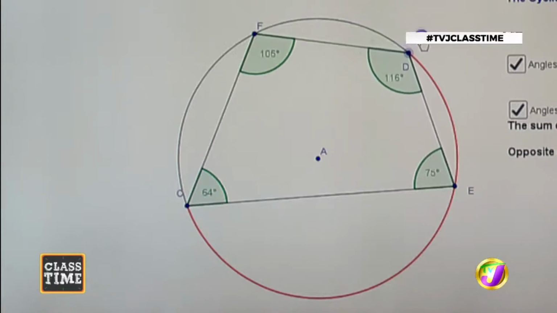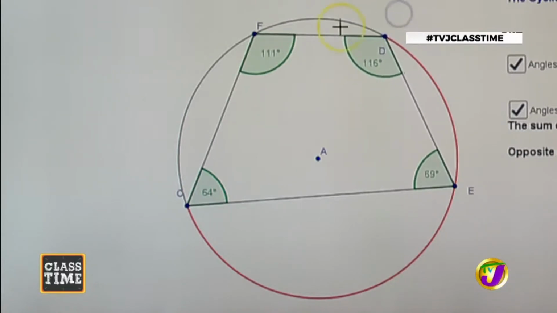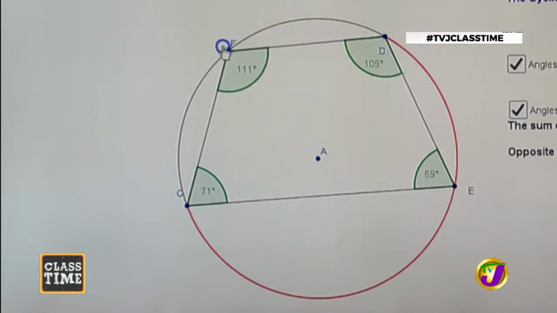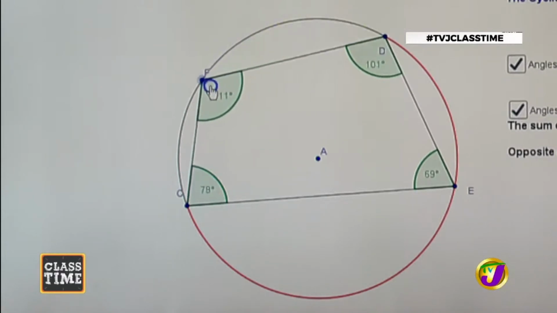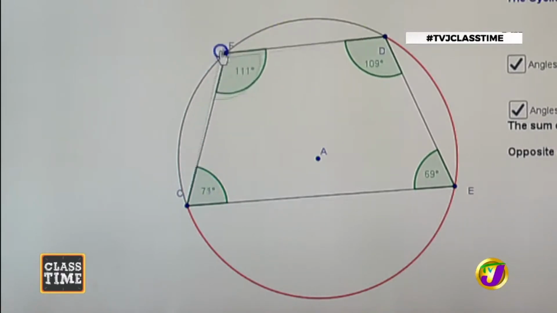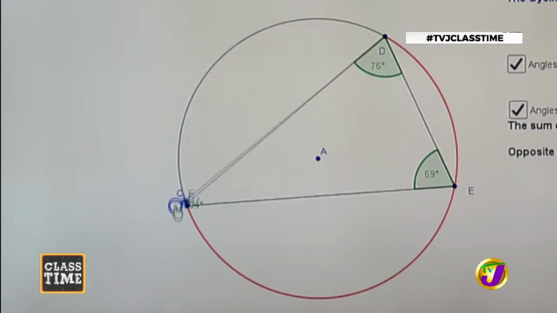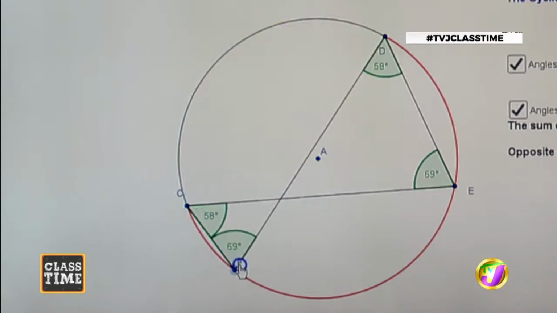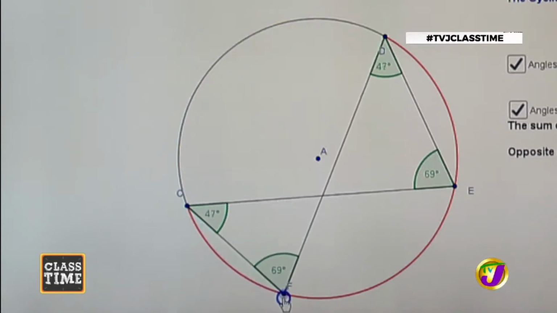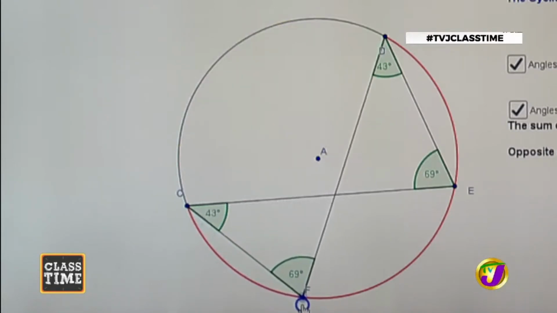All right. The first thing that I'm seeing is that opposite angles in my quadrilateral sum to 180 degrees. Because when I look, angle F is 111 degrees and angle E is 69 degrees, that sums up to 180 degrees, right? So I'm realizing that opposite angles sum to 180 degrees. Okay, and that is good.